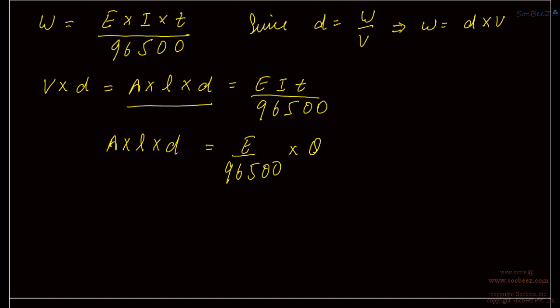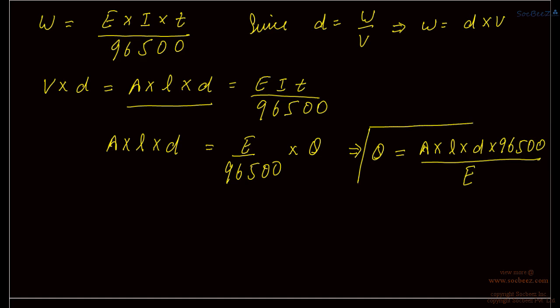96500 into Q. Okay, we know the value of A, we know the value of L, we know the value of D, and we also know the value of E for a particular metal. Therefore, the amount of charge that needs to be passed is A into L into D into 96500 upon E. So this is the case of electroplating of any metal substance.